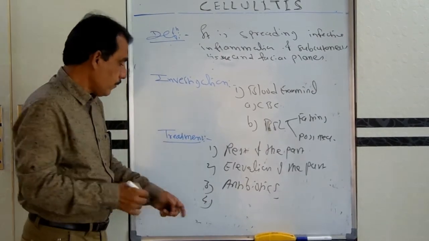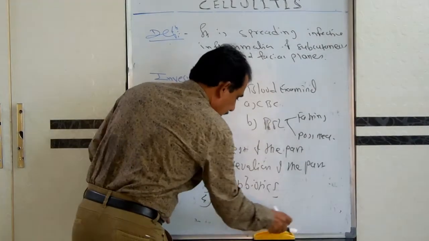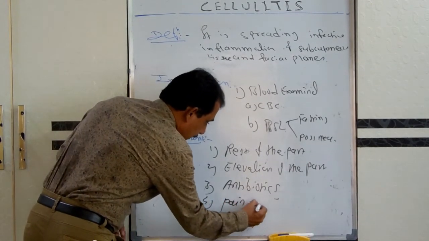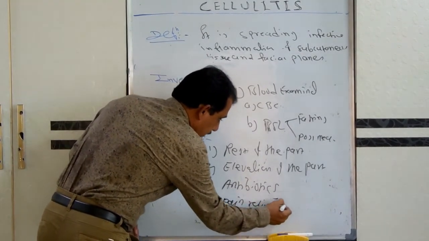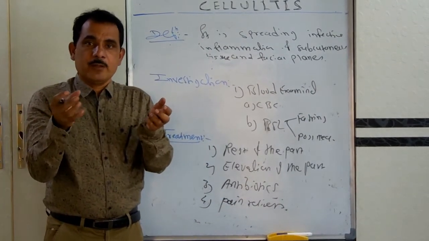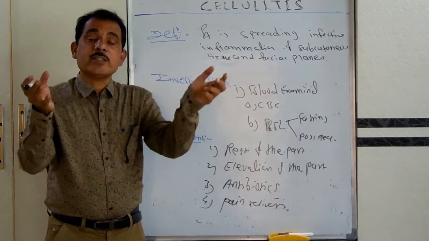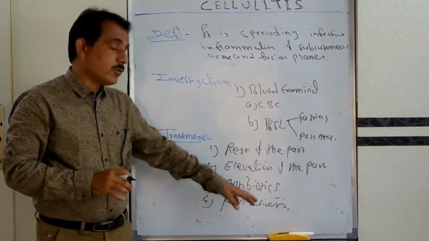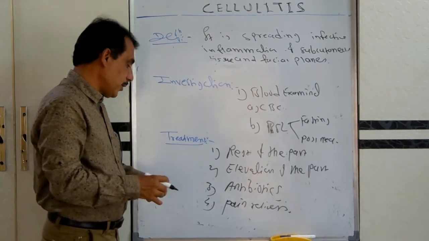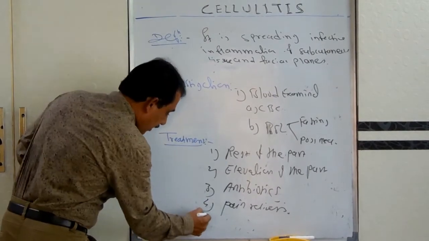Then next, the pain relievers. If the patient has intense pain, sometimes due to tightness of the skin, due to swelling underneath the skin, it causes severe pain. In such cases, you have to use pain relievers. If pain is not there, no need to give the pain relievers or painkillers. Then antipyretics.